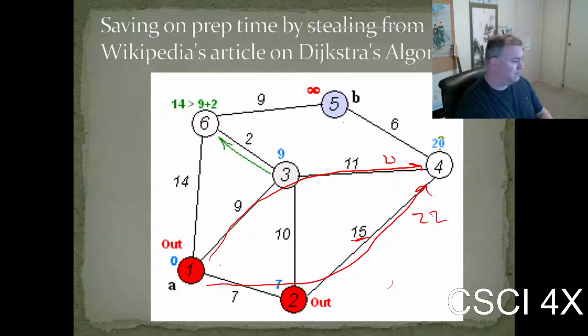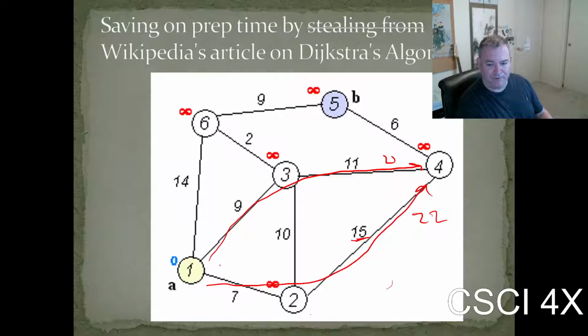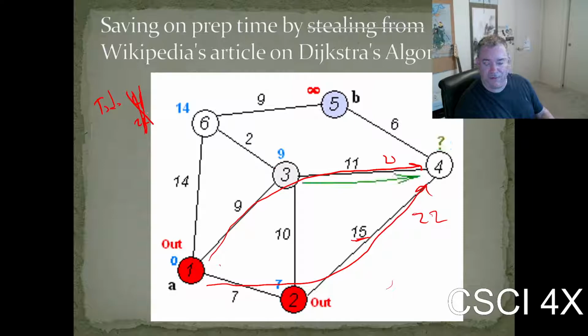Not 28. Because we're not going to process 4 until it's the shortest distance from start. So even though our first route here has a distance of 22, on our to-do list when we start off, we added 4 with a distance of 22, but then later on when we processed 3, we found a better route, so this guy just gets deleted.